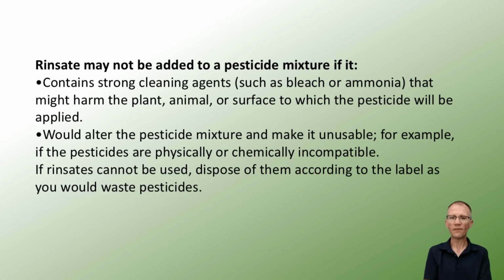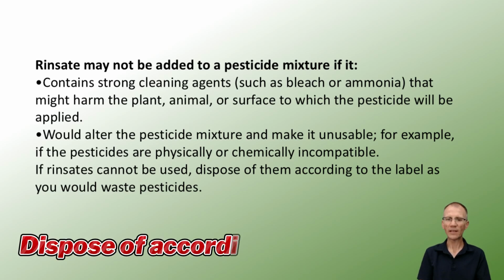Pretty straightforward stuff here. Anytime any of your rinsates contain strong cleaning agents such as bleach or ammonia, this might harm plants or animals or surfaces to which the pesticide would be applied, so obviously we're not going to add it to a pesticide mixture. And we need to understand if anything's happened to those rinsates that would alter the future pesticide mixture and make it unusable, we definitely don't want to use it. This could mean the pesticides are going to become physically or chemically incompatible. Also, if these rinsates cannot be used, you have to dispose of them according to the label as you would waste products.